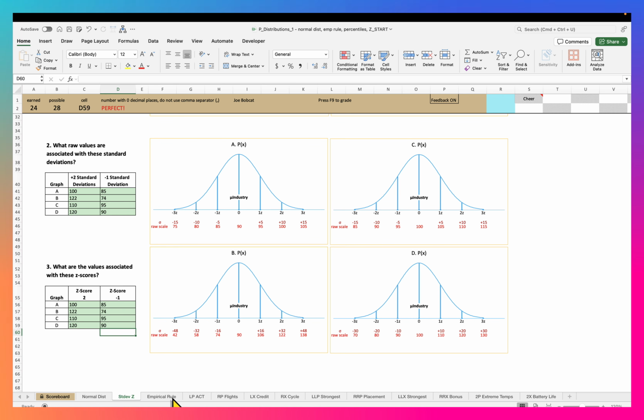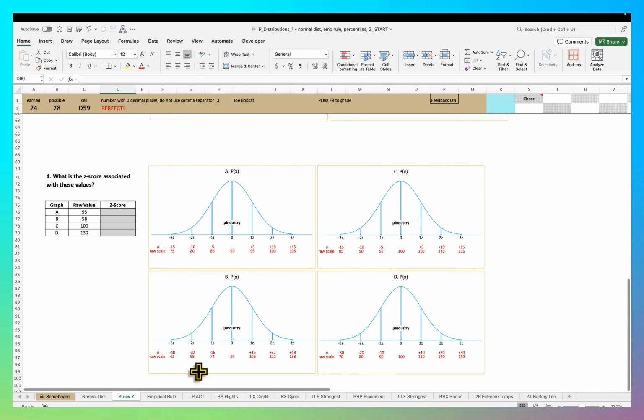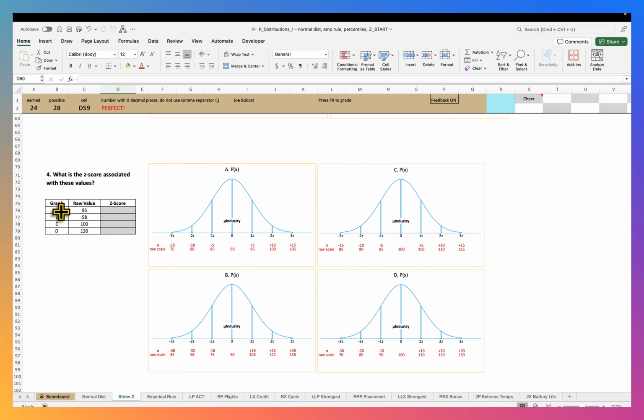All right, moving on. Oh, wait, we still have some questions. Here we go. What z-score is associated with these values? So in graph A, a raw value of 95 is a z-score of 1. In graph B, a raw value of 58 is here. That's a z-score of -2. Graph C, a raw value of 100 is associated with a z-score of 0 because it's the mean. And in graph D, a raw value of 130 is associated with a z-score of 3.